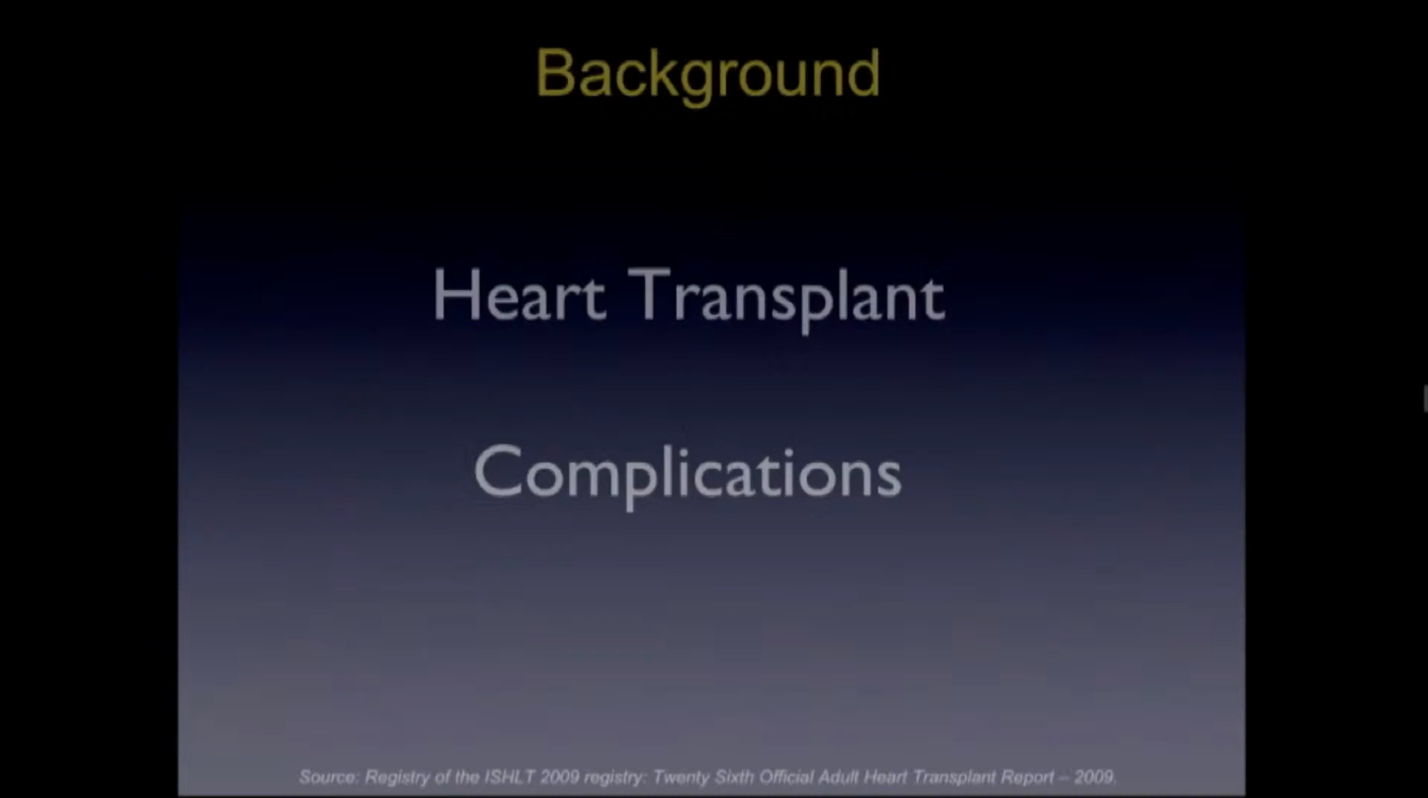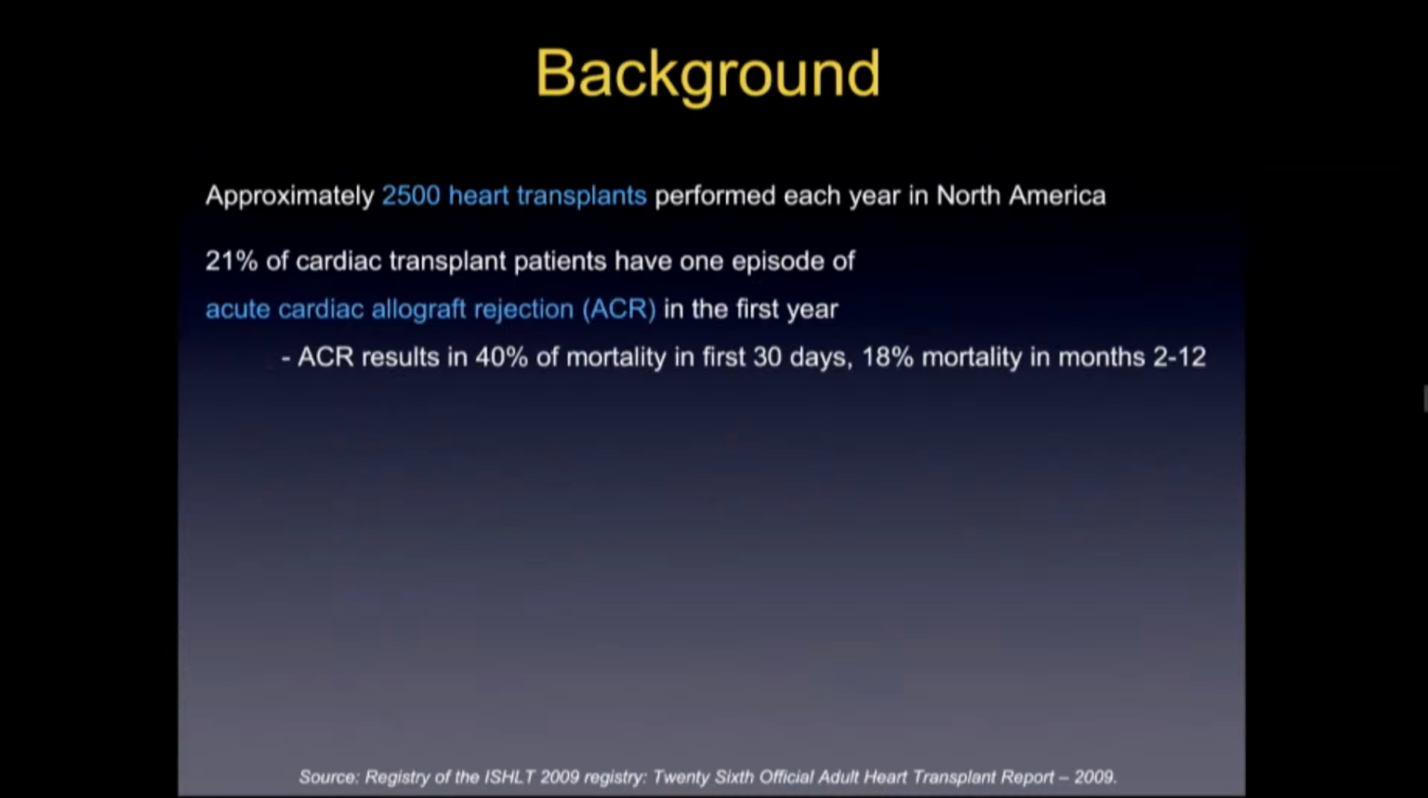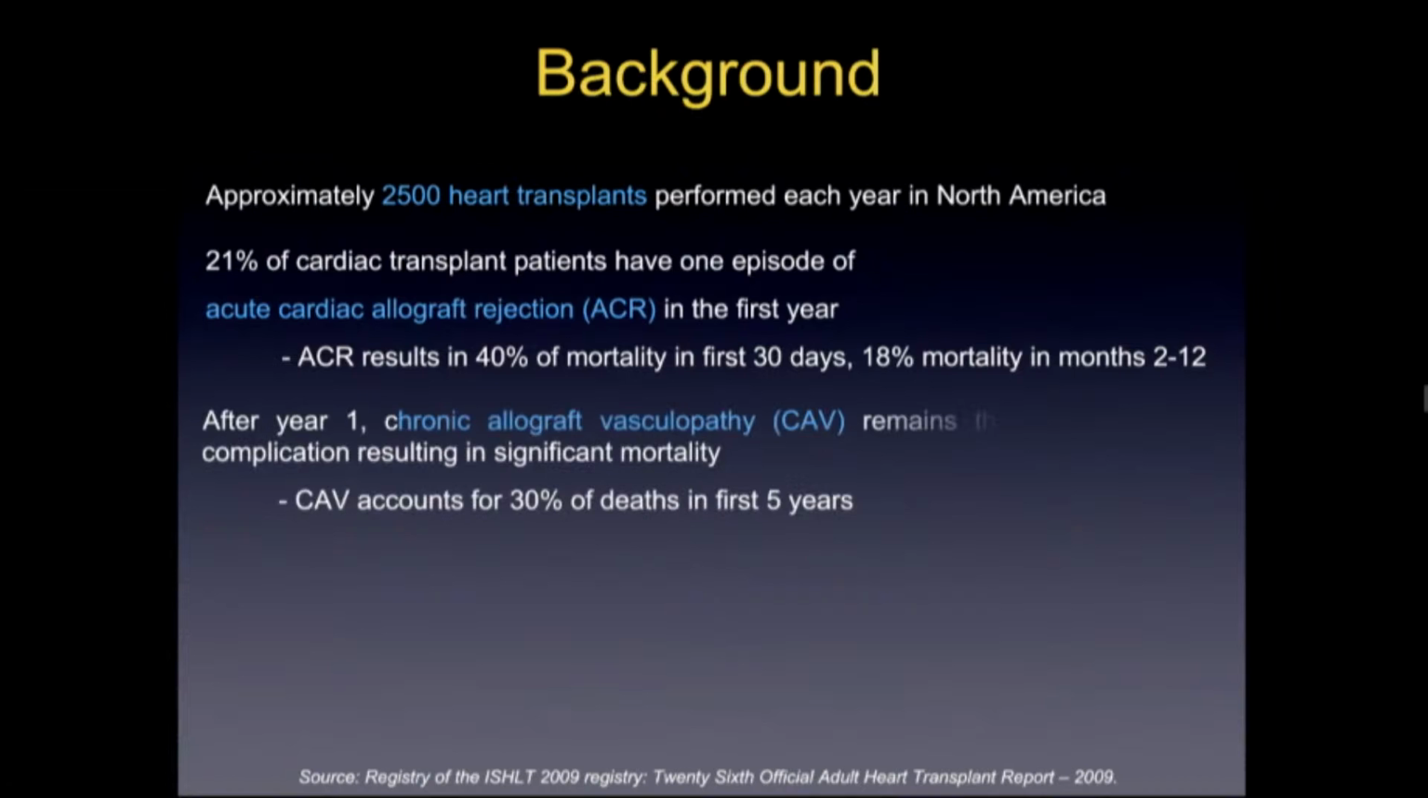So in terms of heart transplant complications, there are approximately 2,500 heart transplants performed in North America each year. And about a fifth of these have one episode of acute cardiac allograft rejection in the first year. In fact, this can result in 40% mortality in the first 30 days and 18% mortality thereafter. The incidence of acute rejection tends to diminish over time, but particularly is a problem, as you know, in the first year post-heart transplantation. After year one, the primary complication that we are concerned about is chronic allograft vasculopathy.